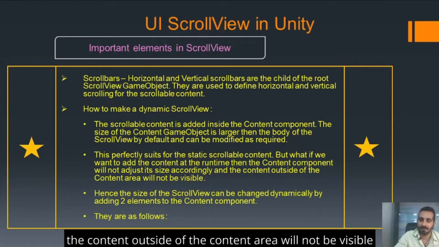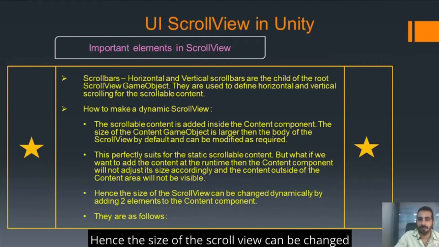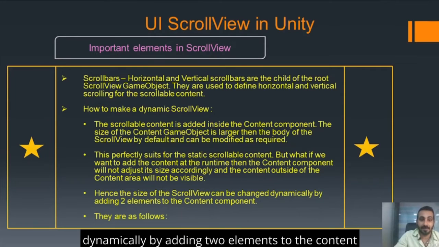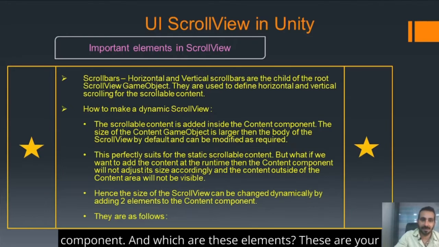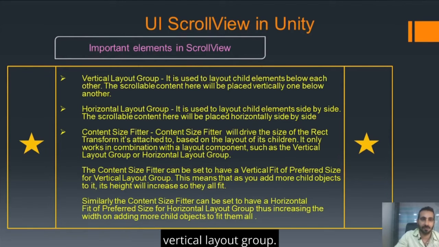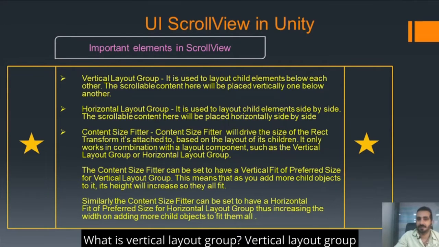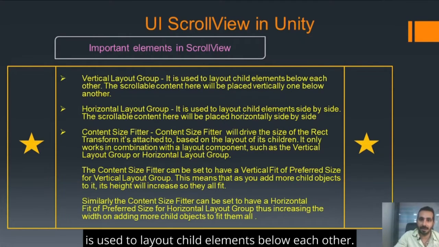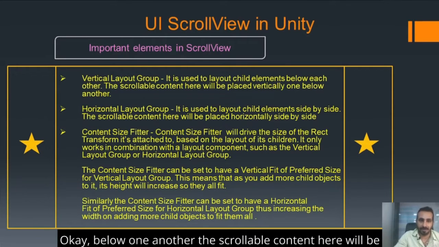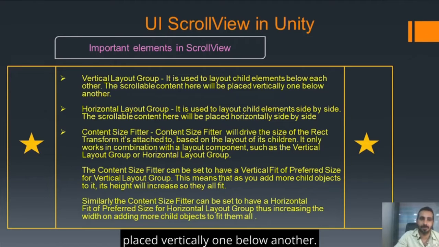will not be visible. Hence the size of the scroll view can be changed dynamically by adding two elements to the content component. And which are these elements? These are your vertical layout group. What is vertical layout group? Vertical layout group is used to lay out child elements below each other. Okay, below one another. The scrollable content here will be placed vertically one below another.